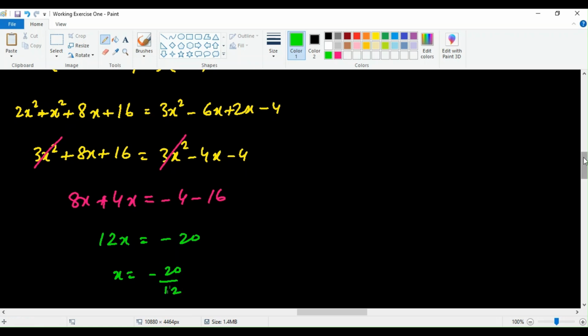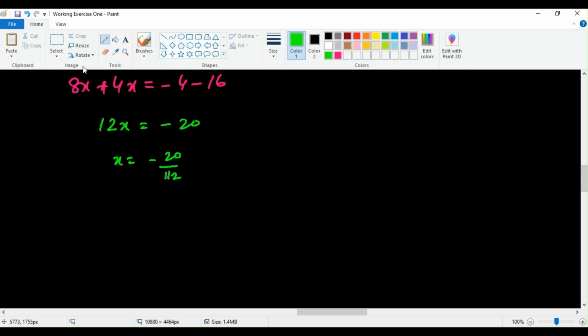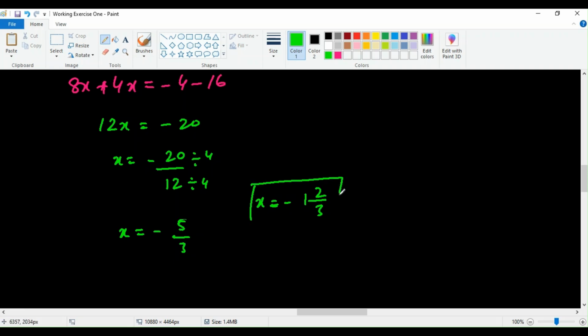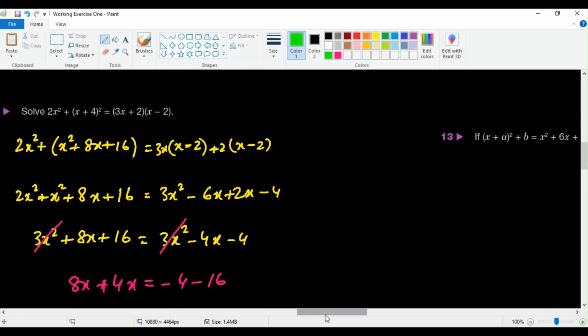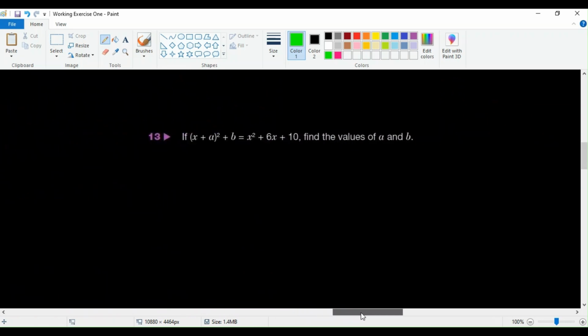We simplify this by dividing both minus 20 over 12 by 4. So ultimately x will be equals to minus 5 over 3. And further simplification can give us minus 1 whole 2 over 3. So this is the final answer for this question. Moving on to the next question, which is question number 13.